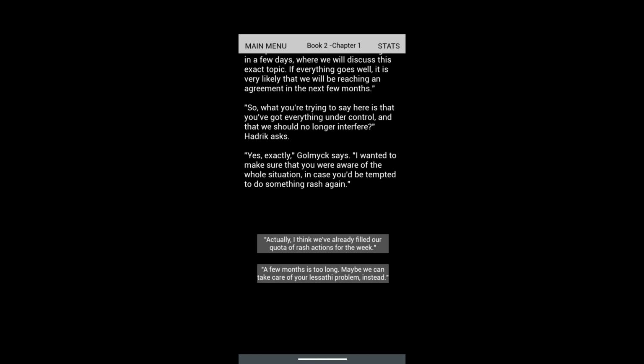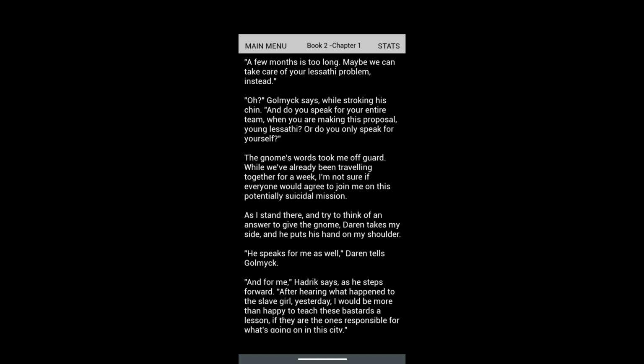A few months is too long. Maybe we should take care of your Lasethi problem instead. Oh, Golemak says while stroking his chin. Do you speak for your entire team when you're making this proposal, young Lasethi, or do you only speak for yourself?